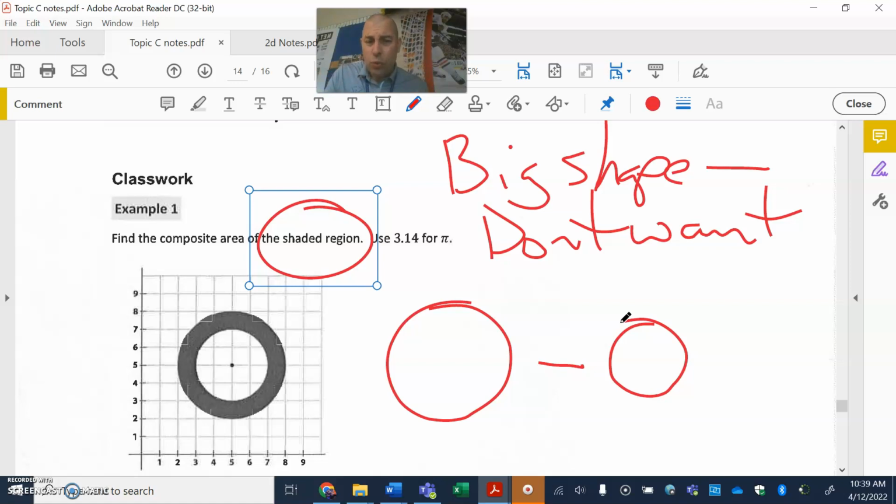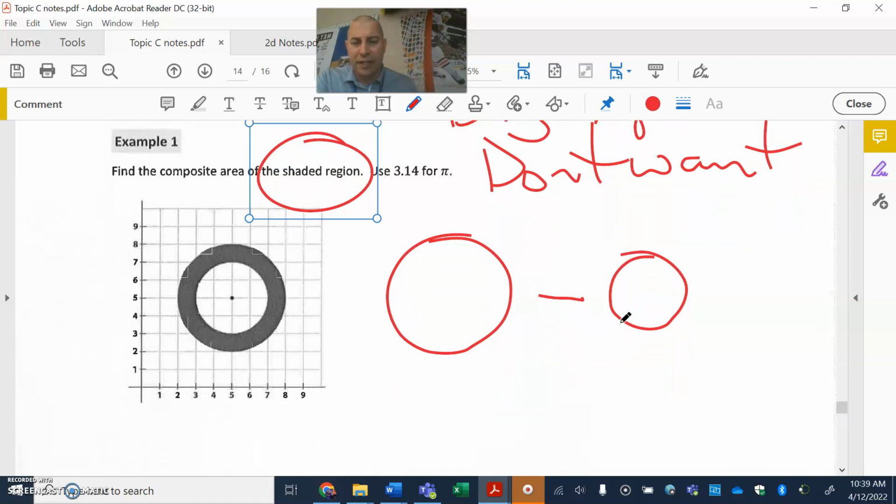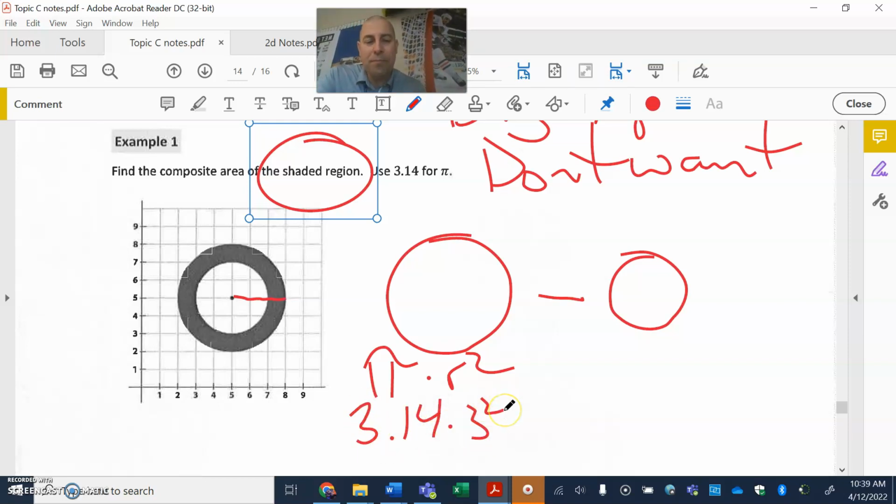So getting the visual down here, the plan of attack, is always a good thing. Formulas next, pi times radius squared. And when I'm looking at this large circle, my radius turns out to be a 3. So, 3.14 for pi, so 3.14 times 3 squared. And again, we're going to take away that smaller one. So again, pi times radius squared. But my radius is now only a 2. So 3.14 times 2 squared.